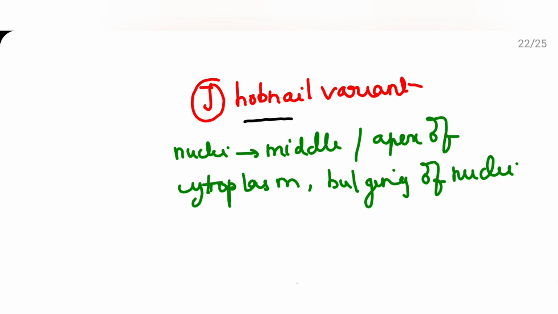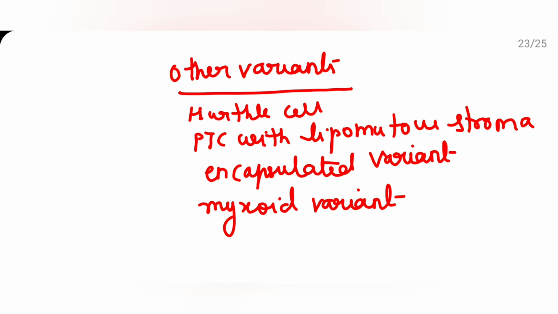Then coming to Hobnail variant, the tumor cell nuclei are located in the apex of the cytoplasm, which gives rise to bulging of the nuclei at the tip of the cell, imparting the appearance of a hobnail, hence termed Hobnail variant. There are various other patterns which include Hurthle cell variant, PTC with lipomatous stroma, encapsulated variant and myxoid variant.